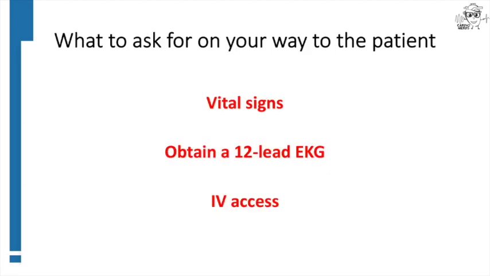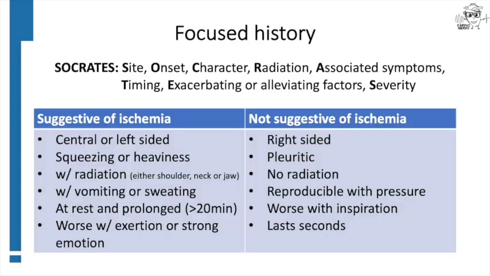So let's say you get called to the bedside because your patient is experiencing chest pain. While on the phone, you can actually start by asking for three things as you move towards the patient's room. These are a full set of vital signs, a 12-lead EKG, and ensuring the patient has appropriate intravenous access. When at the bedside, a focused history is key.